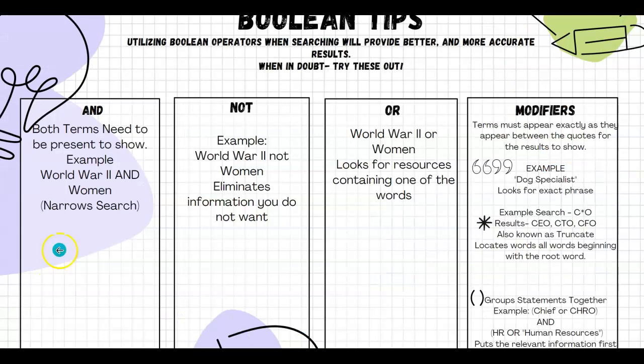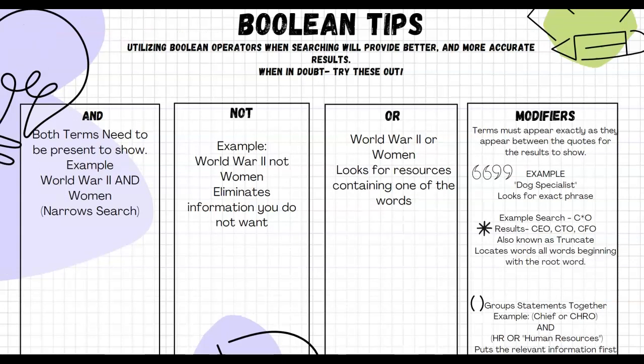We're going to look at these tips. The term we're going to use is World War II and women. It narrows it down. It's going to only locate resources containing those keywords, not World War II alone, not women alone. It eliminates the information you do not want. When you have the word or in there, it locates resources containing at least one of the keywords, such as World War II or women.